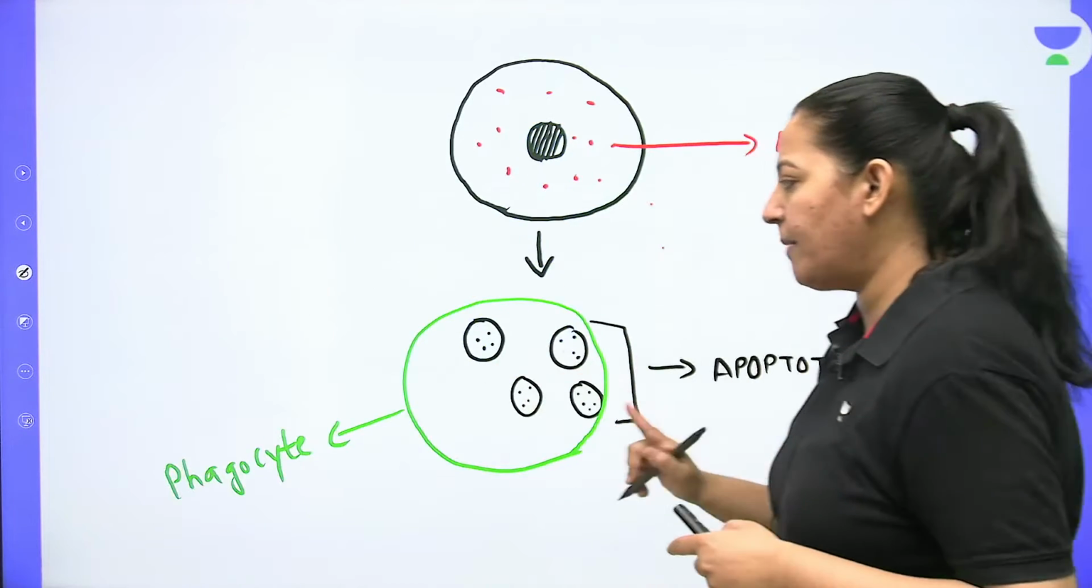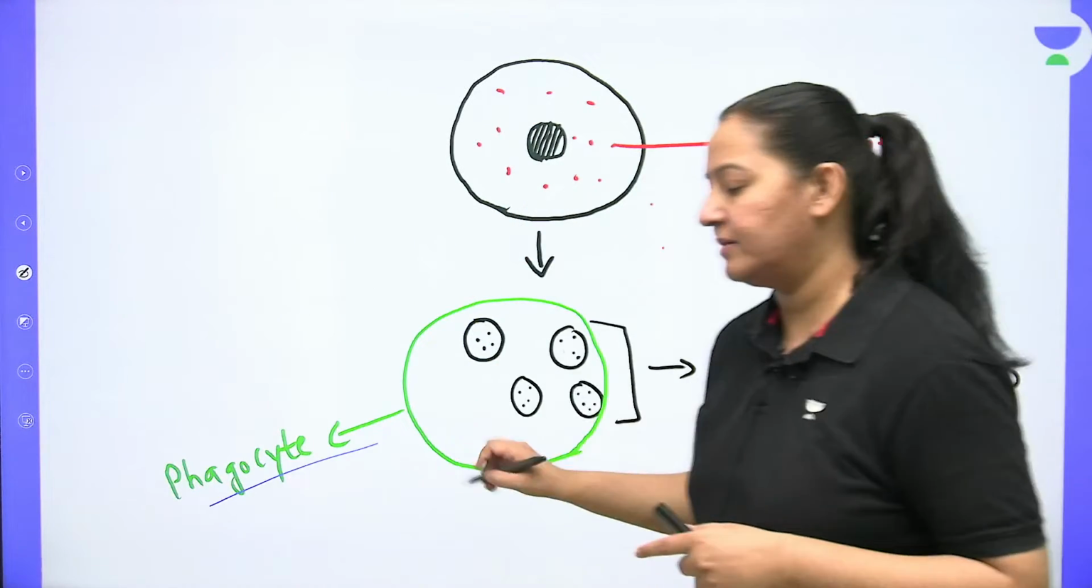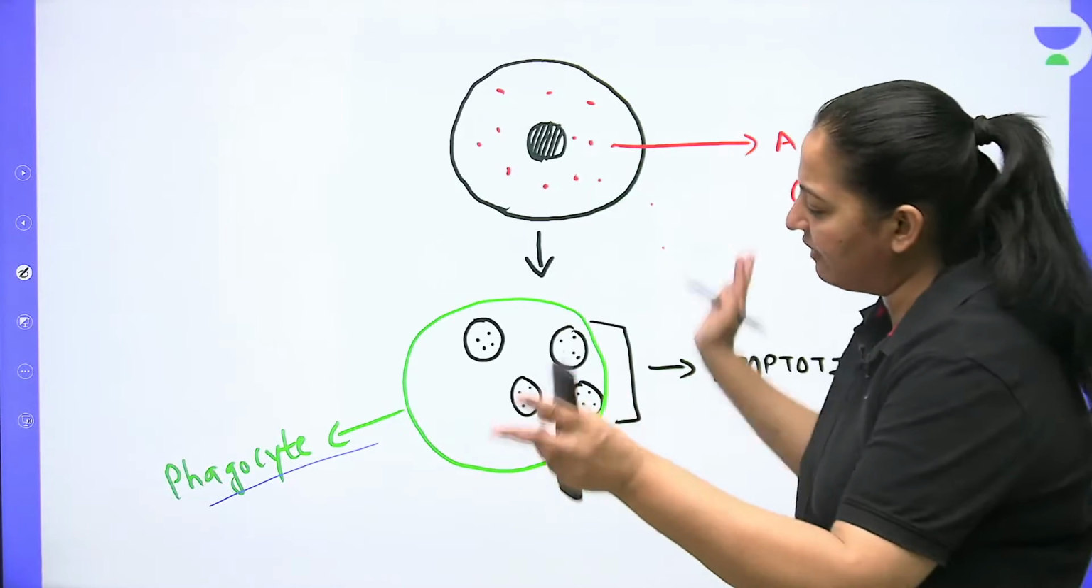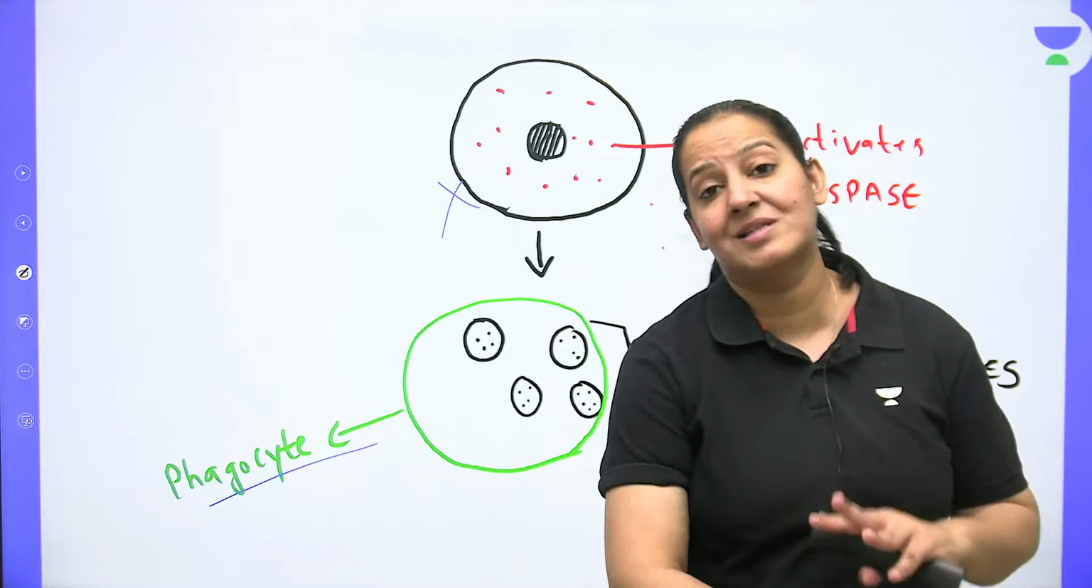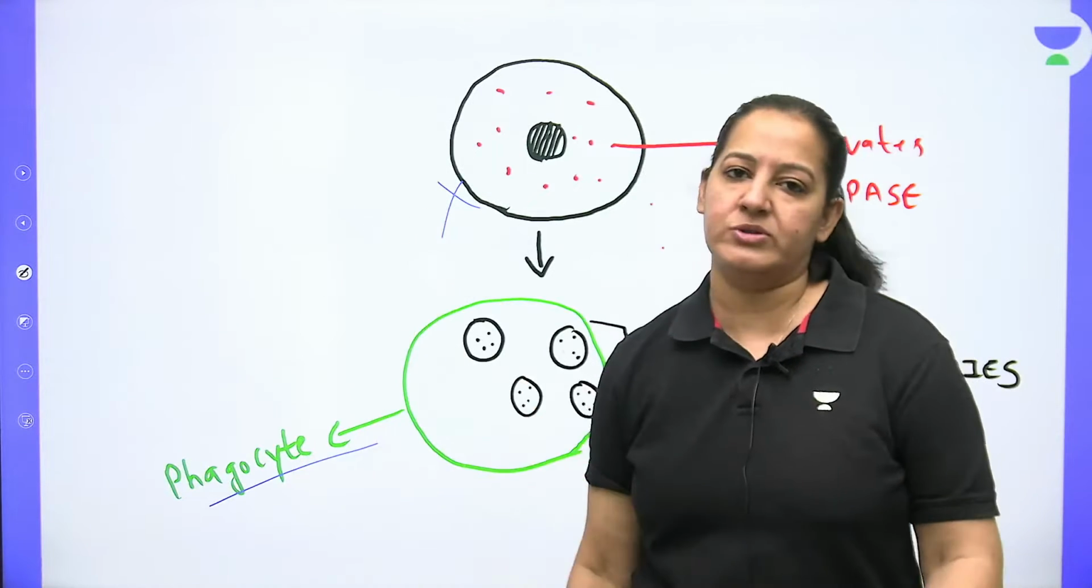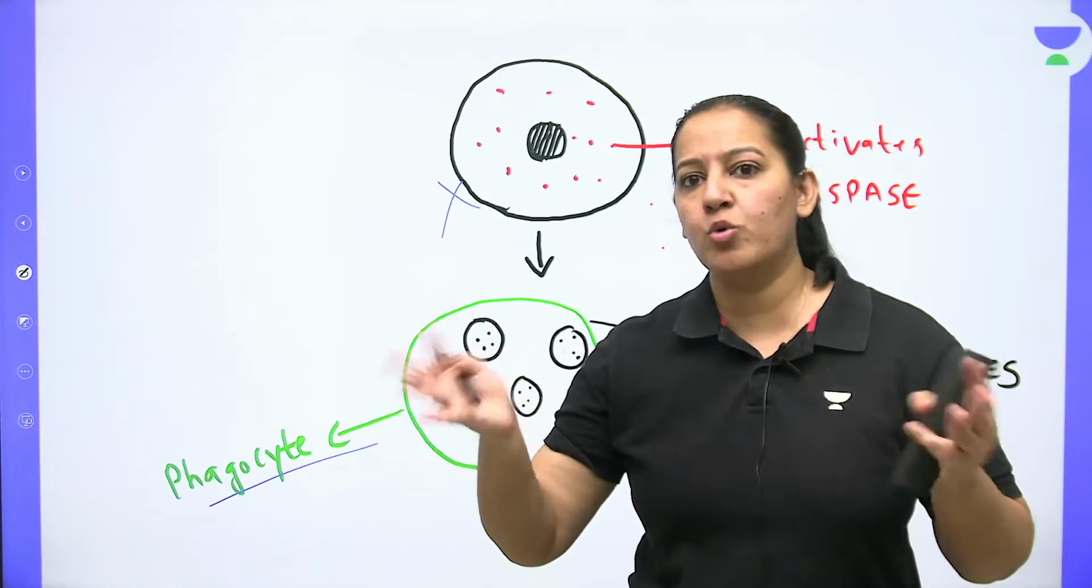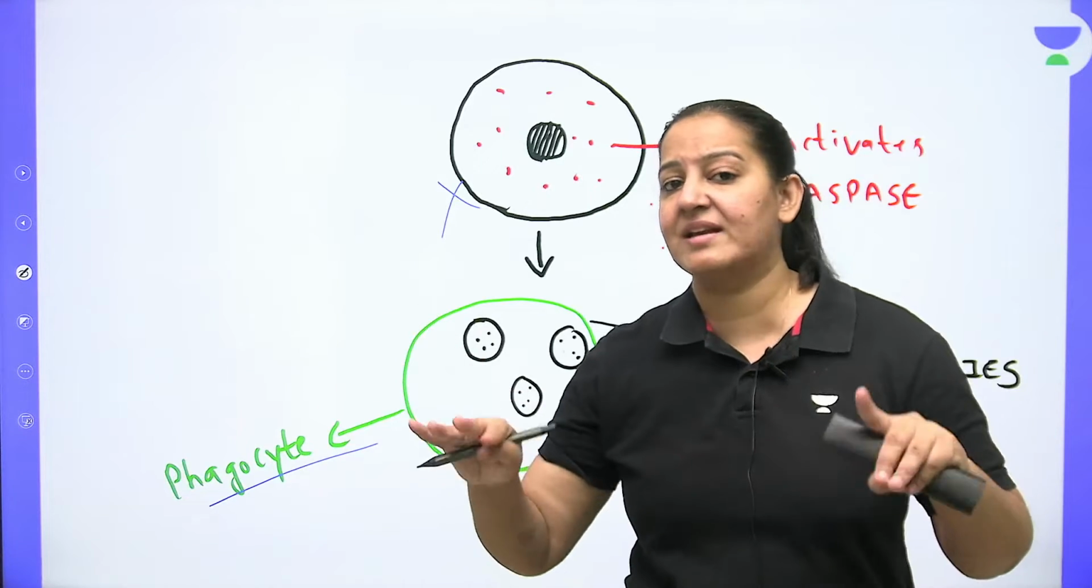There is no leakage. You got my point? In the end, a phagocyte will come. The green color cell is the phagocyte. It will come and engulf all the apoptotic bodies. So this cell is disappeared from the world. This cell is disappeared from the body. It has committed suicide.